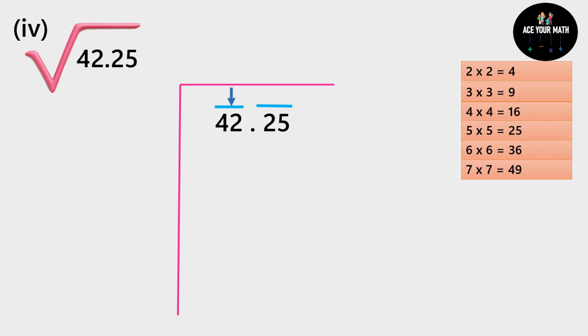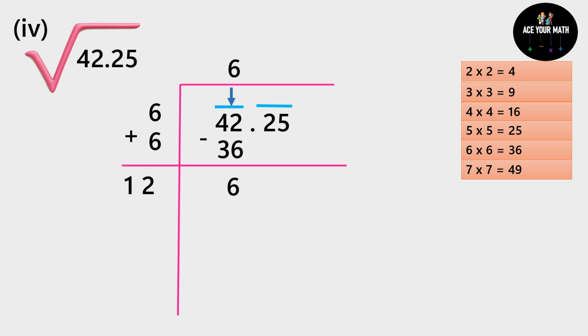It means you will consider 6 square. Same, you will write 6 on the side, 6 at the top. That will give you 36. And same 6 you will add on the left hand side. And you will complete the subtraction on the right hand side. So when you subtract 36 from 42, that will give you 6. And when you add 6 and 6, you get 12. Okay, now you will put decimal in your answer.